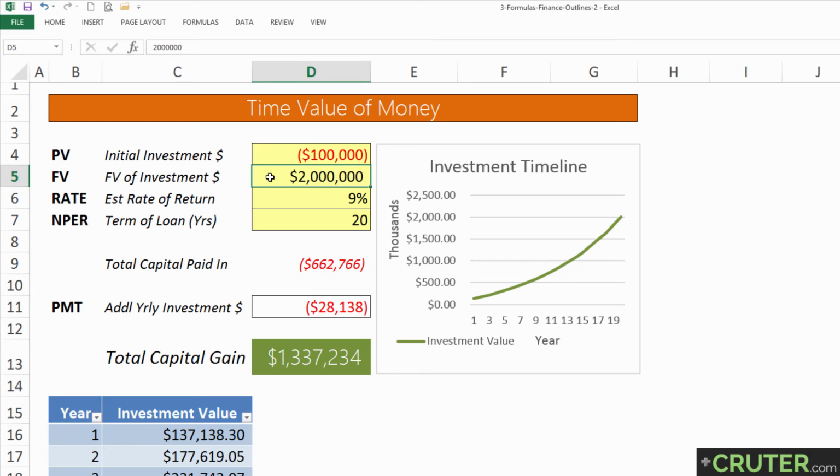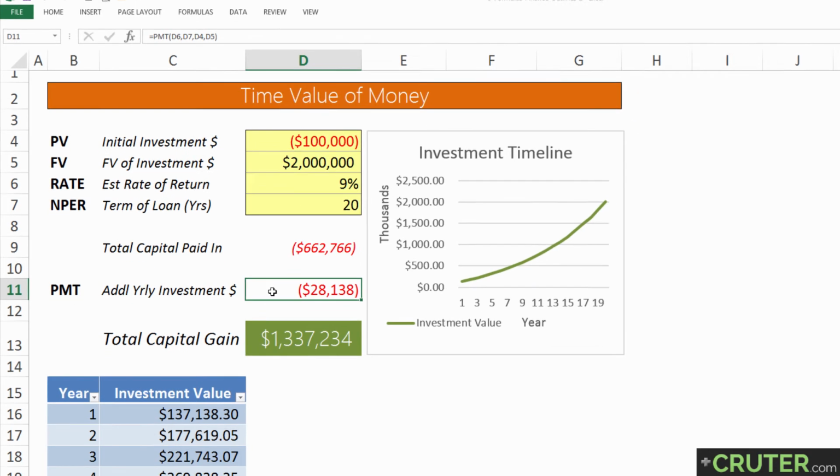So therefore, for me to be able to have $2 million in 20 years from today, I'm going to need to invest $100,000 today, plus I'm going to need to invest an extra $28,000 per year. My total invested capital will be $662,000 cash, but I'm actually going to have a capital gain of $1.3 million. This is the growth of the investment account. One thing I want you to notice is how I've set this up in a template-like format. I've highlighted the cells that are editable, and the other cells that are not are calculations.